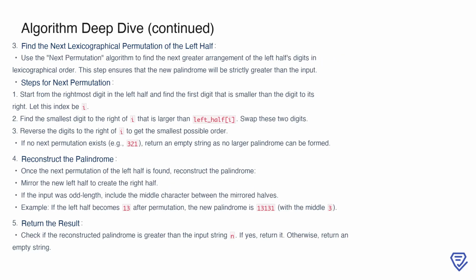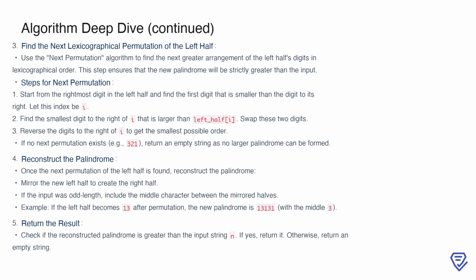Next, we focus on finding the next lexicographical permutation of the left half, as this is key to generating a larger palindrome. To achieve this, we employ the next permutation algorithm. Here's how it works. First, scan the left half from right to left to identify the first digit that is smaller than the digit immediately to its right. Let's call the position of this digit I. Then, find the smallest digit to the right of I that is larger than the digit at position I, and swap these 2 digits. After the swap, reverse all the digits to the right of I to ensure the result is the smallest possible arrangement greater than the current one.